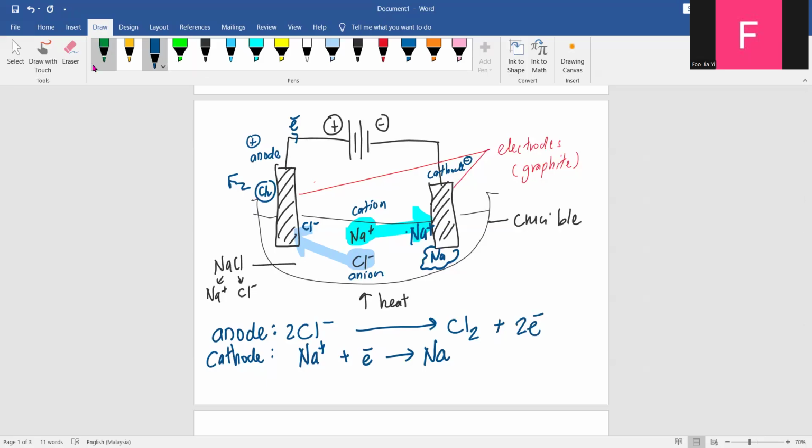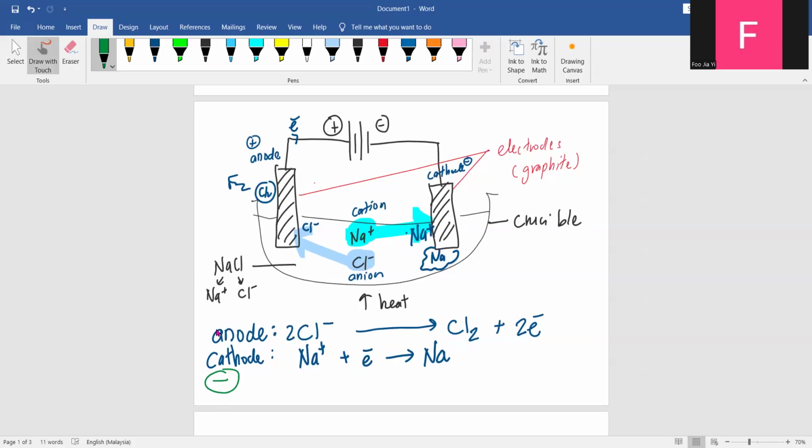Cation is positive. Cathode is negative. Anode is positive there. I wrote here already. Anode is positive. Anion is negative.